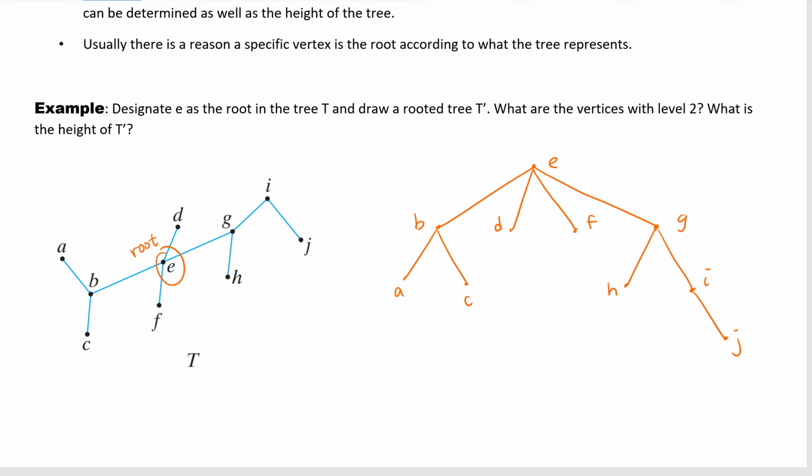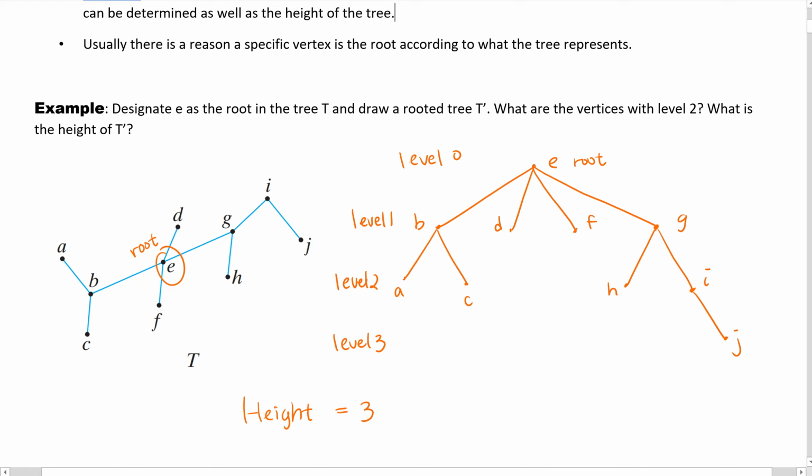So far, so good. E is the root, and that is level 0. Then B, D, F, G are level 1. Then A, C, H, I are level 2. And J is level 3. And then what is the height? The height is the highest level, which is 3. So the height in this case equals 3.